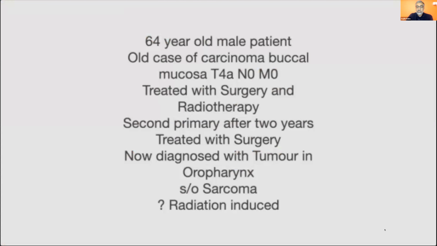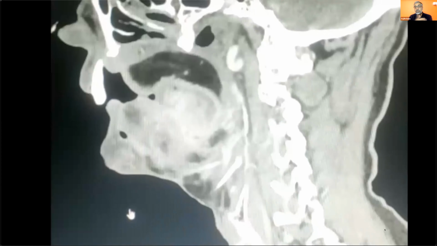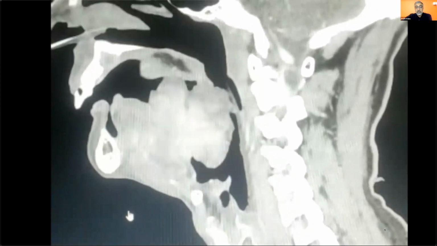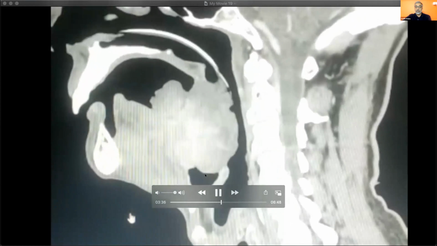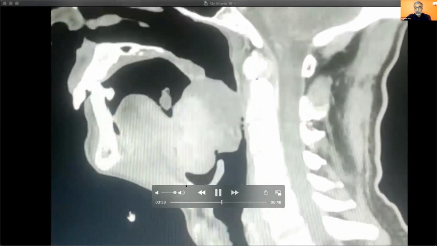I just did a surgery for a patient, 64-year-old, who came with a recurrent swelling in the oropharynx. He had multiple surgeries in the past, and this is the current swelling. You can see that there is a very big tumor in the base of tongue. Luckily, this tumor was not invading too much into the tongue tissue, but it was a very large tumor.